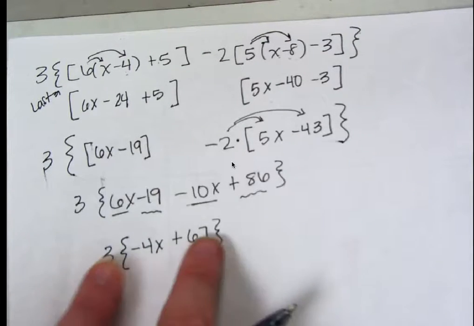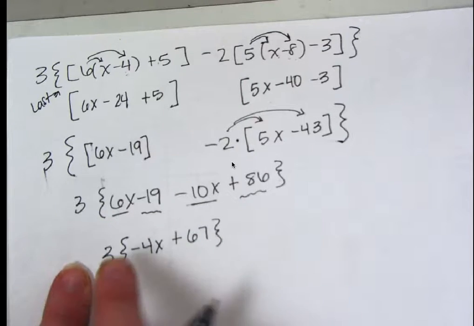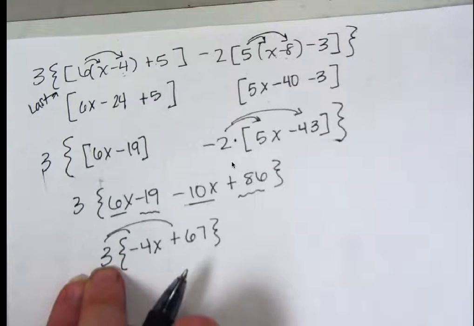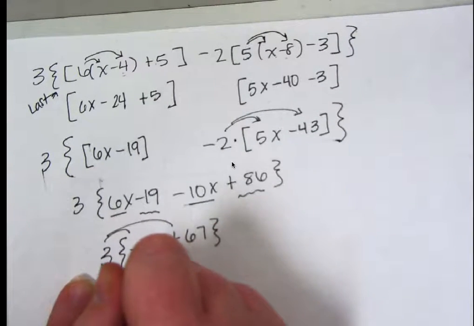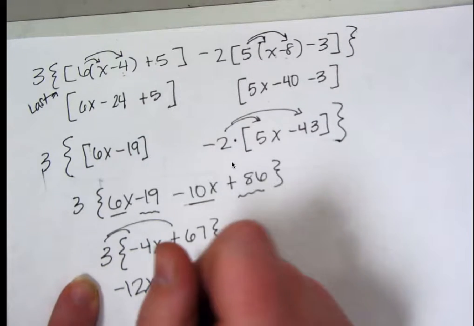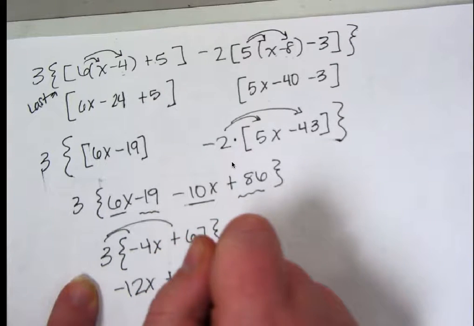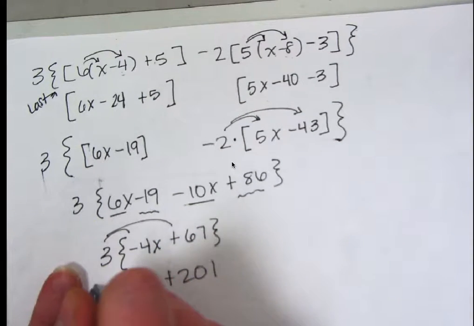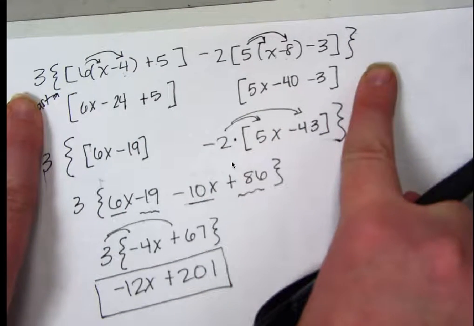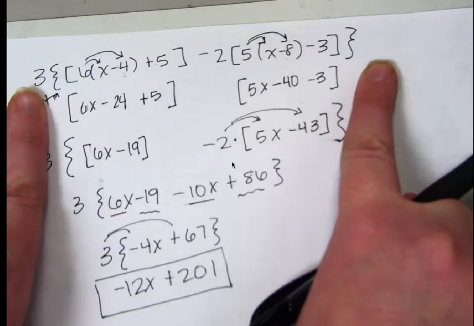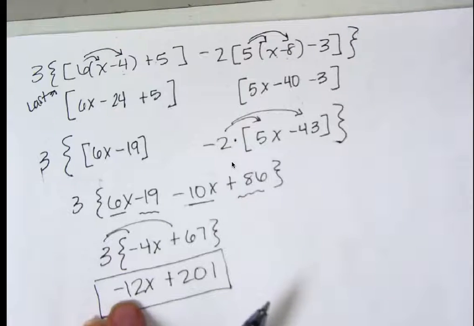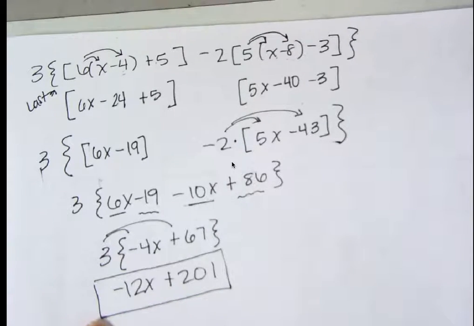And now lastly, to get rid of those curly braces, I have this coefficient of 3, and I distribute again. So I'm going to take 3 times negative 4x to get negative 12x, 3 times 67 to get 201. So there is my final answer. I took this crazy long thing with lots of braces and parentheses and numbers, and I said it all simplifies to just this statement of negative 12x plus 201.